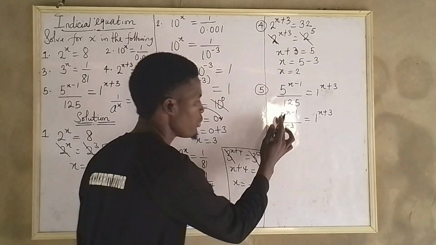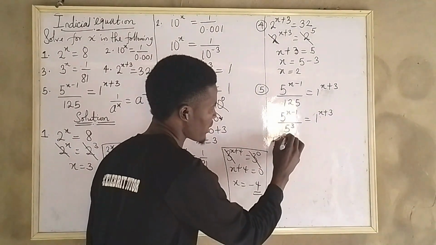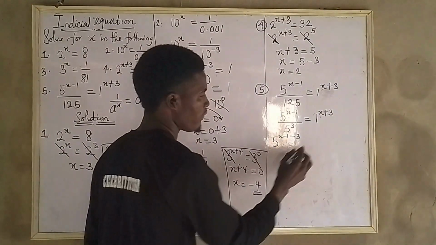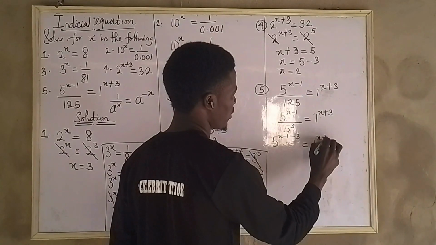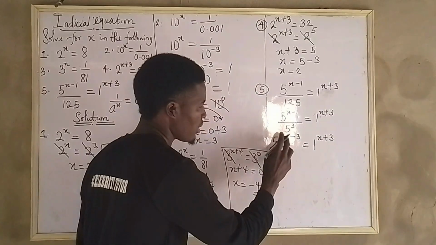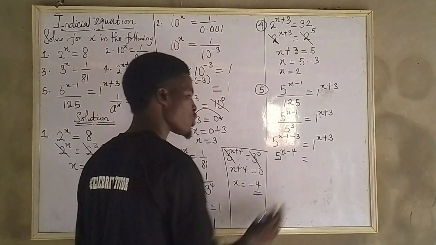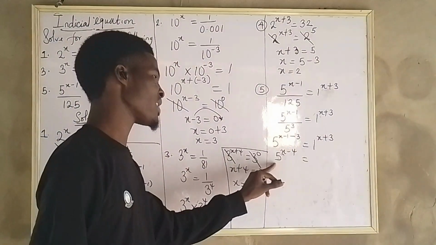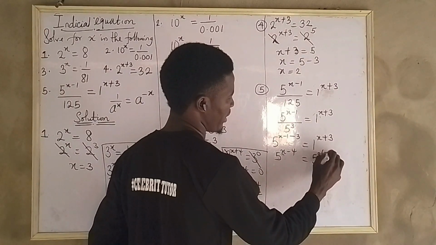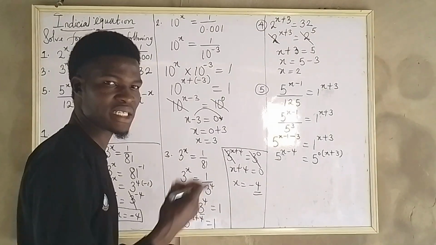Now you can see the same base, division law. We have 5 raised to power x minus 1, and division will turn to minus. And this is 3, equal to 1 raised to power x plus 3. That will be 5 raised to power x minus 1 minus 3, which is x minus 4, equal to this one. Now I will express it in terms of 5, and that's the same thing as 5 raised to power 0 multiplied by x plus 3. Are you seeing what I'm doing? I hope you are noticing how I'm expressing these things.